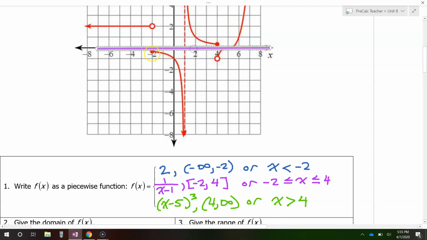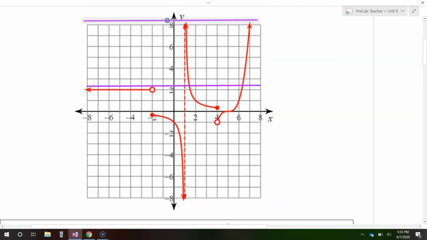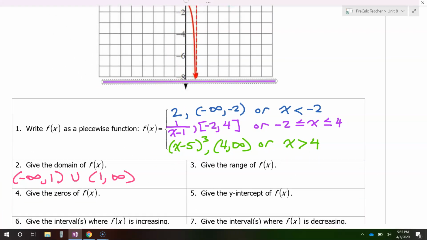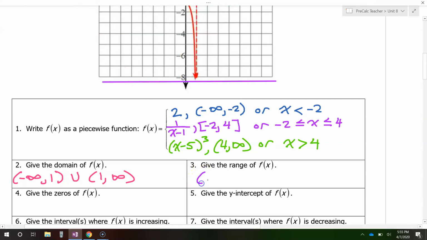What about right here? I'm between these pieces, but because of the cubic part, I'm still touching. Look, guys, there is no part on this function. As I move my horizontal line from bottom to top, I am constantly touching some part of this function. There is no break in the y values, none at all. So that's why for the range, it's going to be negative infinity to positive infinity.